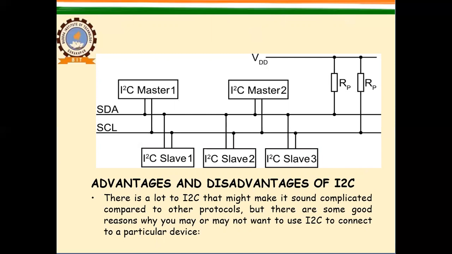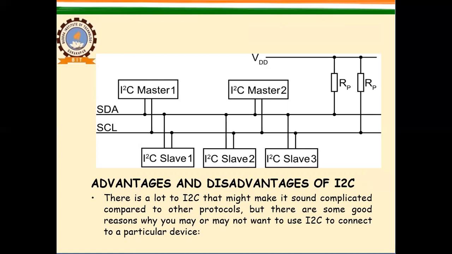So this is a diagram where you see that two masters and three slaves are connected. It's only a specific part of a communication. It may have more masters and more slaves, but due to space consideration, I'm only showing you a limited portion of the transmission. But the things are very clear here.